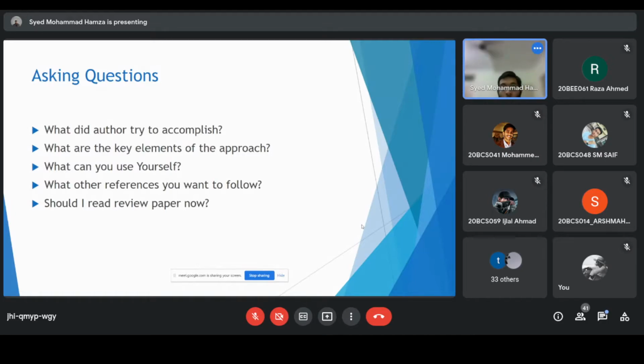That's easy. Now we ask the next question: what can you use yourself? And now you see that, oh, maybe I can design this temperature sensor and I might use the same printer or same ink myself to design it and check out how it works and how much better the sensitivity could be. So this is your part of it, for example. Then the next question we ask is what other references you want to follow. And yes, the final question is should I read the review paper now?